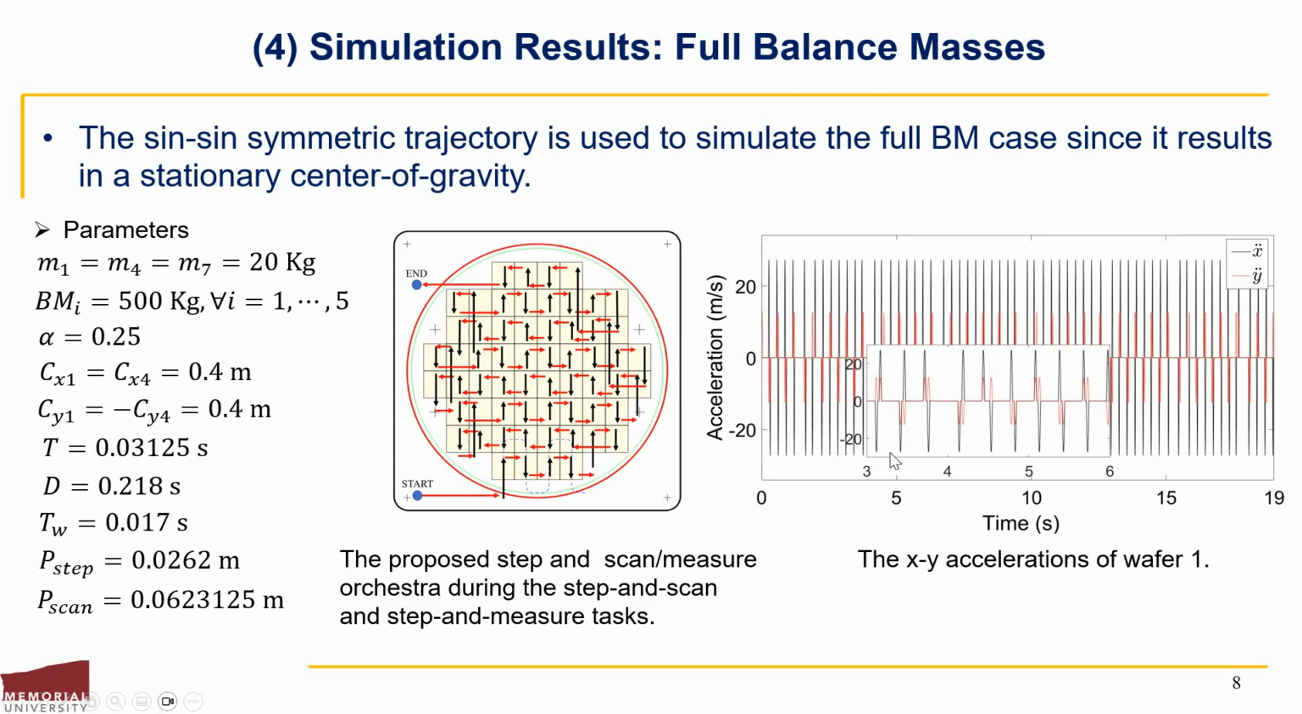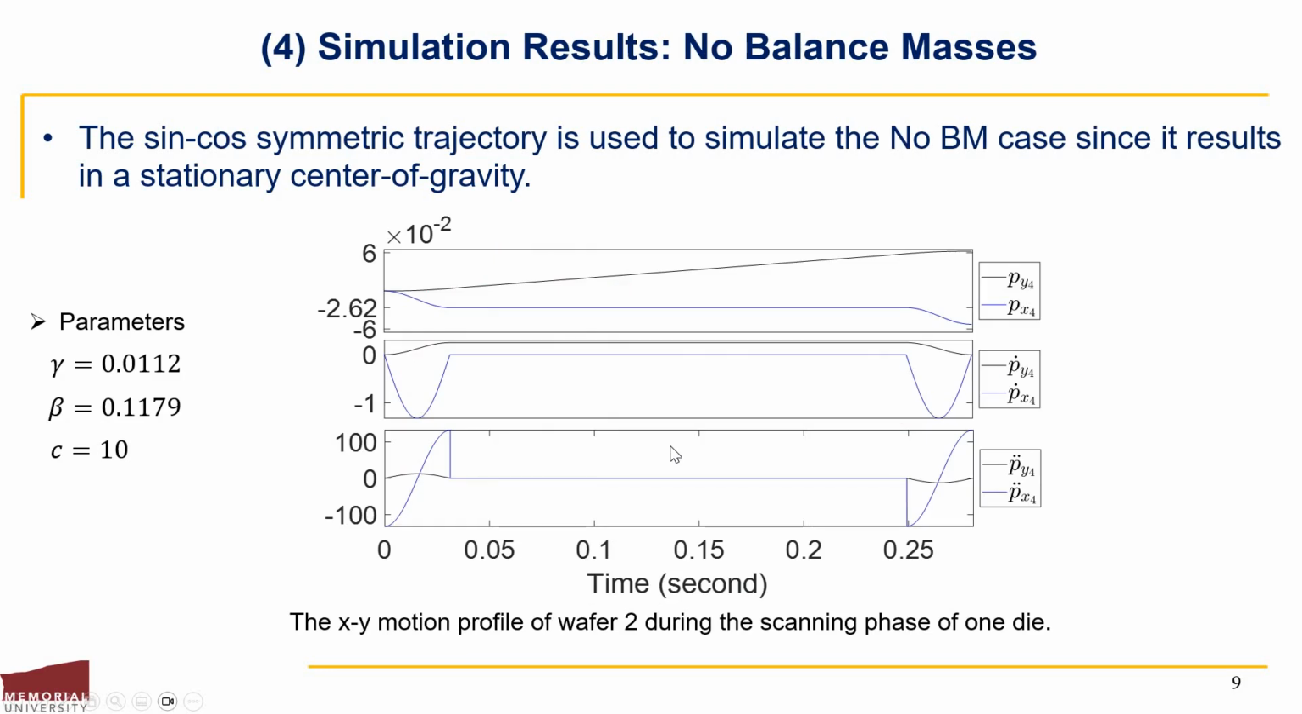The resulting acceleration profiles of wafer 1 stage, for example, are shown here to the right, where an operation time of approximately 0.3 seconds per die was needed. The overall machine throughput according to the shown orchestra was about 17.85 seconds per wafer. The no balanced mass case was simulated using the same parameters under the sine-cosine trajectory with the additional parameters shown over here. The resulting motion profile of wafer 2 stage during the scanning phase of one die is shown in this figure.